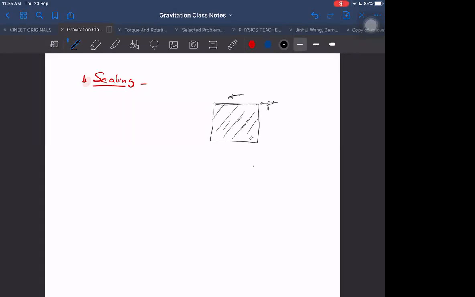Now I have to write the formula: mass upon length square, let us say. Then mass will be now proportional to, because it is not rho into volume, now it will be proportional to sigma into area. Sigma into L square upon L square. So it is just proportional to sigma. If sigma remains constant, then I think now the field will remain constant. If everything is proportionately changed, the field will not change, field will remain same.